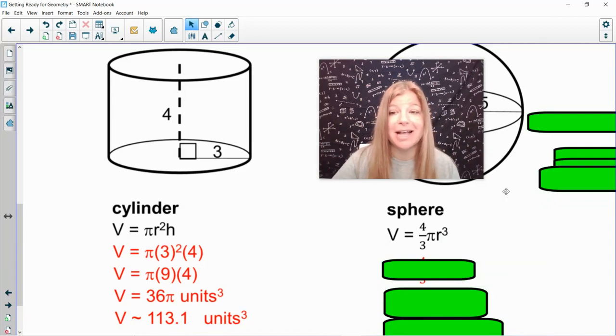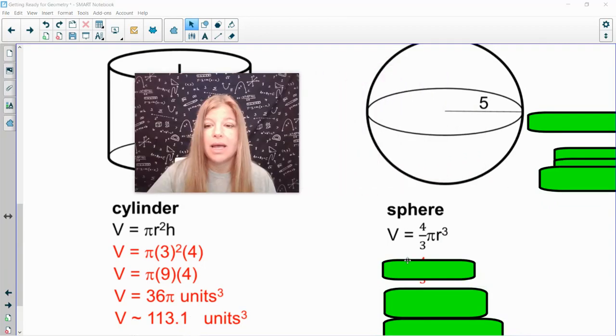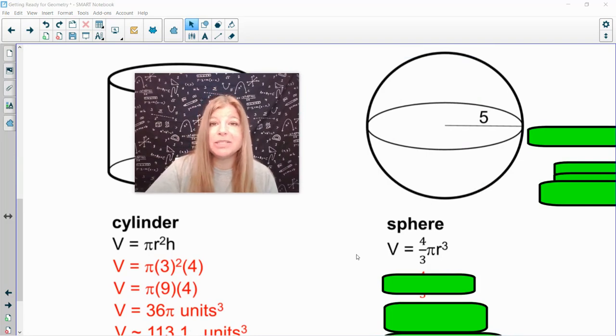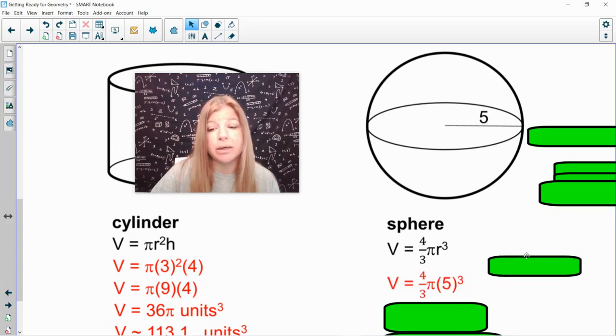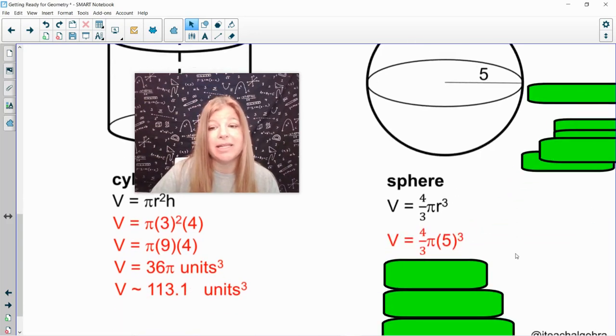Awesome. Let's take a look at the last one. Here I have a sphere. A sphere is just a ball. Picture a beach ball, basketball, baseball. If I wanted to find the volume, how much can I fit inside of this ball here? Look at the formula. It's 4/3, so we have a fraction, times pi r, we know r is radius, cubed. So here, all I do when I look at a sphere is substitute the 5, which is my radius, in for r. And then I'm just simplifying this expression.